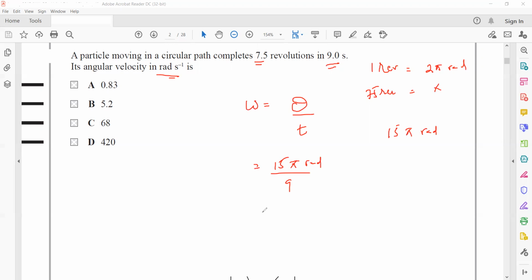As you can see, all the answers are in radian per second, but pi is not involved. So we have to substitute the value of pi. So it will be 15 multiplied by 3.14 divided by 9, that's equal to 5.23 radian per second. So option B will be the right answer.